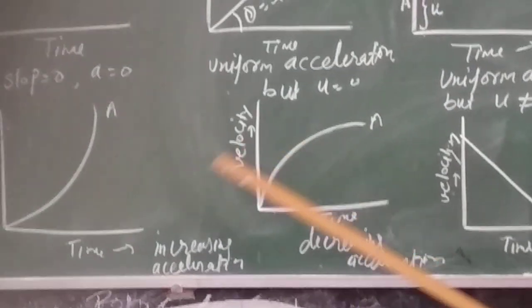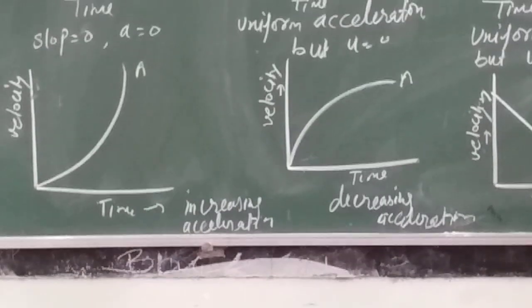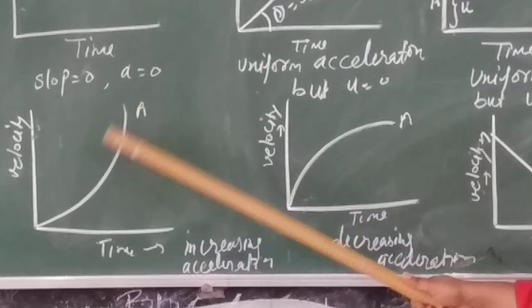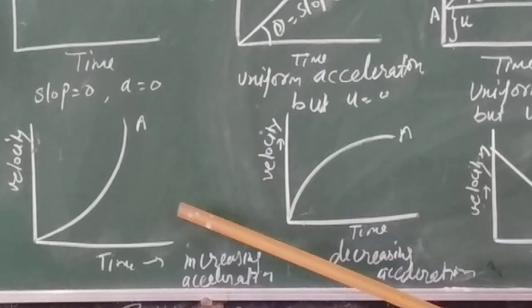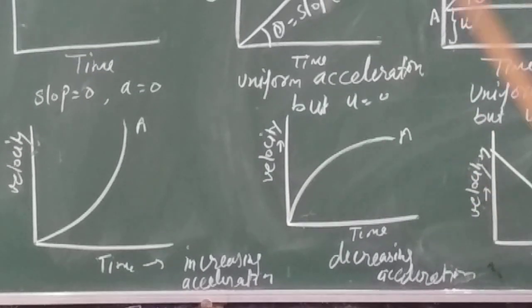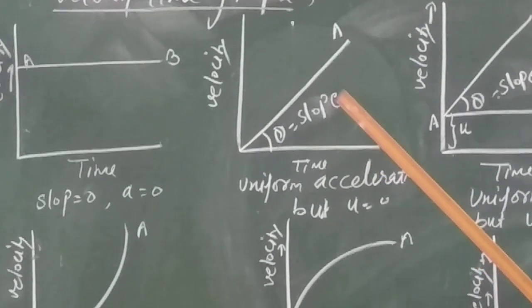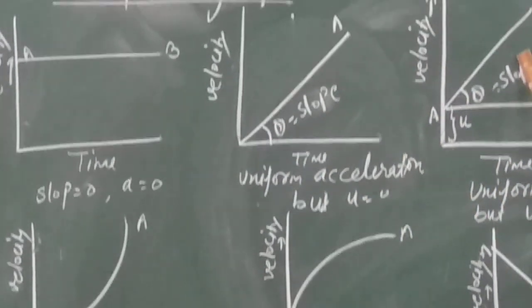We can't calculate acceleration at these points because the slope is not fixed. The slope changes with respect to time. At different points the slope is different. Therefore we can't calculate the acceleration in this graph. We can calculate acceleration only in those graphs where the slope is constant.